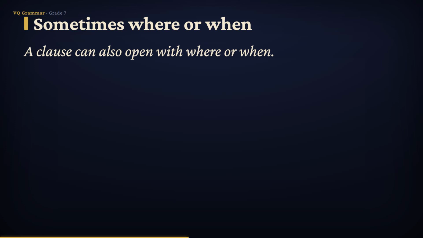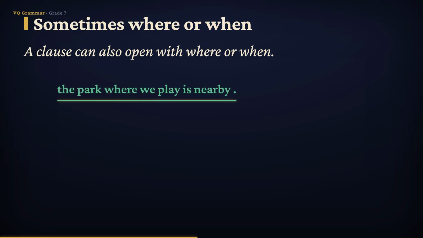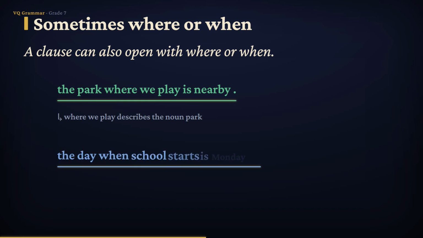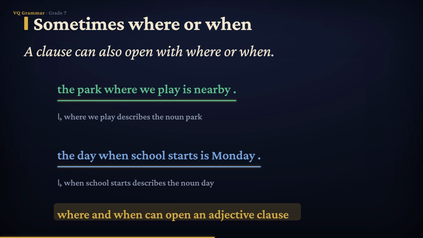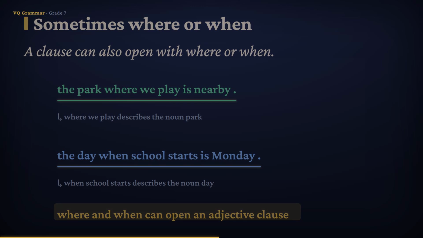Here's a quick extra. An adjective clause doesn't always start with a relative pronoun. Sometimes it begins with where or when. Listen. The park where we play is nearby. The clause "where we play" describes the noun park. It tells us which park. And here, the day when school starts is Monday. The clause "when school starts" describes the noun day. So where and when can open an adjective clause too, as long as the clause is describing a noun.